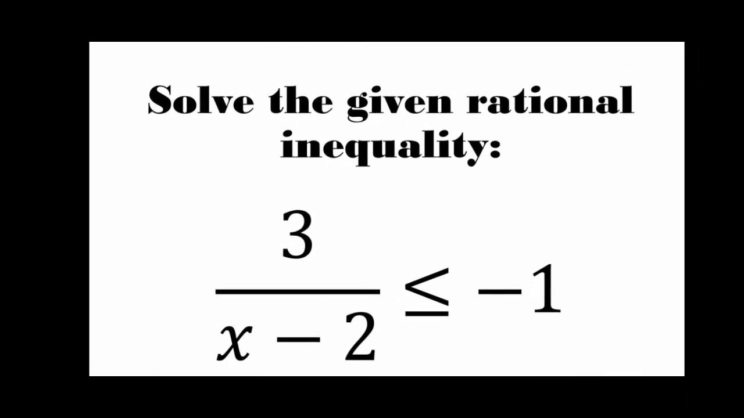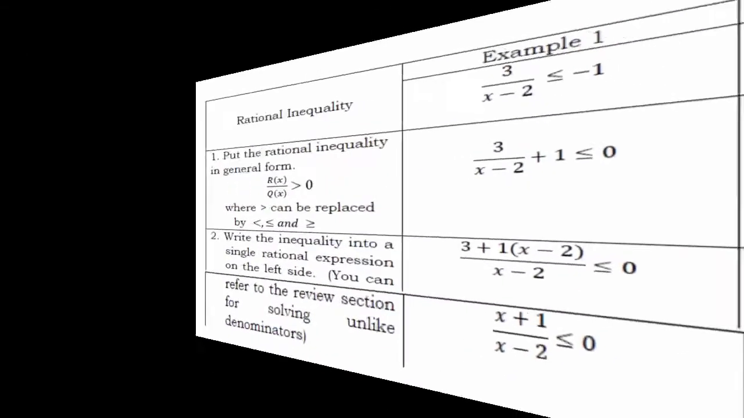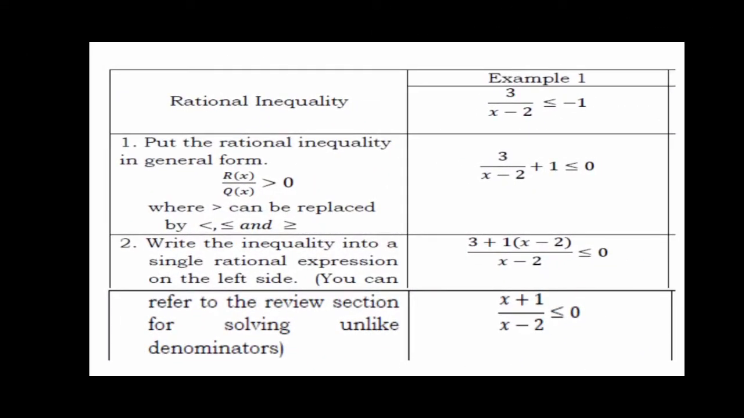Let's have example number 1. Solve the given rational inequality: 3 over x minus 2 is less than or equal to negative 1. Let's take the solution for the given inequality.